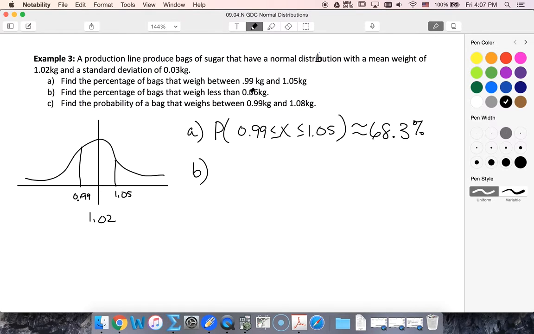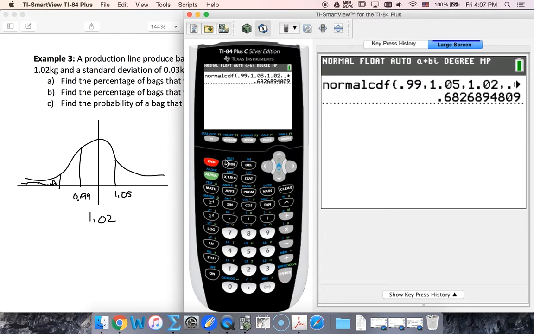Okay, less than 0.96, so the probability that x is less than or equal to 0.96. That's another standard deviation away. So now I'm looking at this area. But again, I'll use my calculator.